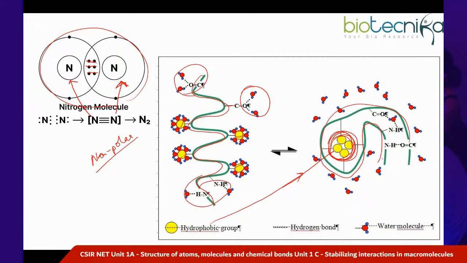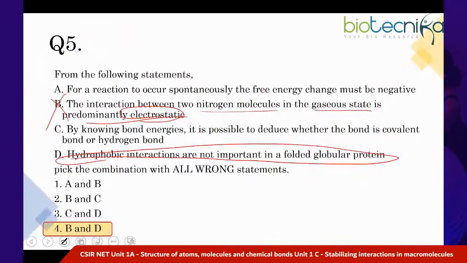So hydrophobic interactions are very important in folding of protein. The water molecules are getting freed up because of that. Okay, so hydrophobic interactions are very important. It's written not important, so that's why it is wrong. Correct answer is B and D. Right, so this is also a part C question.